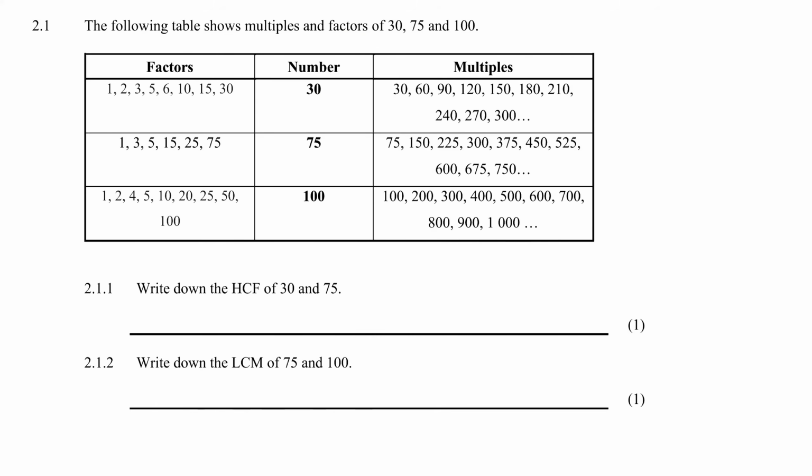The following table shows multiples and factors of 30, 75, and 100. Let's quickly take a bit of time and remind ourselves what factors and multiples actually are. I'll show you on the next page. I'm going to take the number 30 and let's go talk about that. So let's take the number 30, like we said.